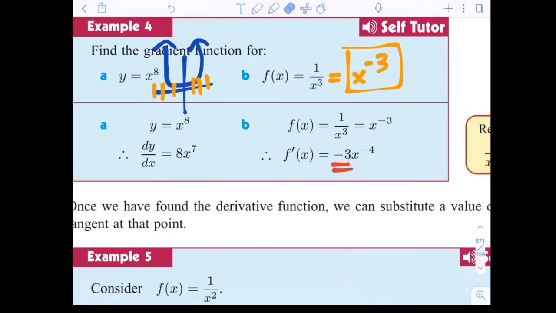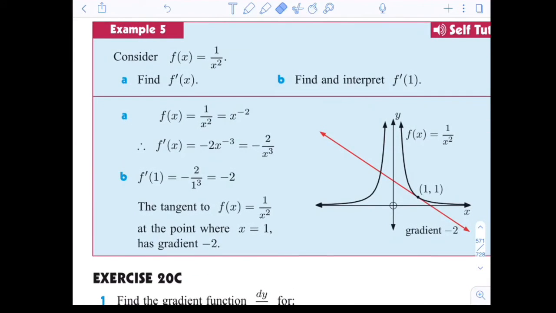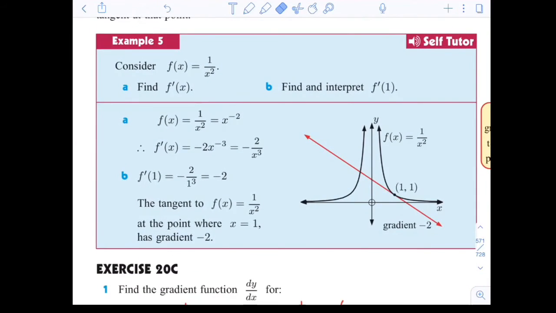And there we go. For the next one, this one has us actually looking at an equation and finding out the slope for it. So this one says, consider the function f of x is equal to 1 over x squared. We know from the example that we just looked at, we can write that as f of x is equal to x to the power of -2. And that's fine. They're the same thing.